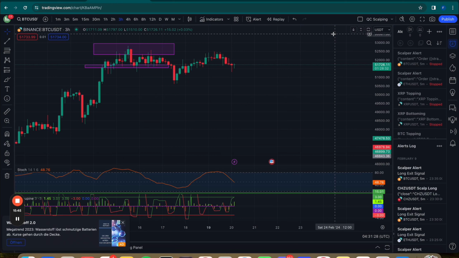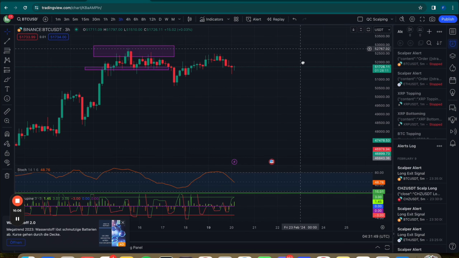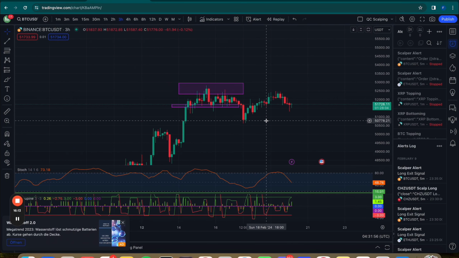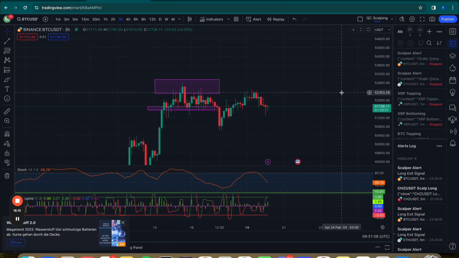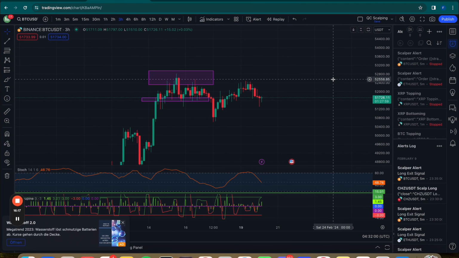The 3 and 4 hour need to be aligned, right? The lower time frames need to be aligned together, and then the higher and lower time frames need to be aligned together. And when we do that, we will have high probability trades, right? The probability of those trades happening is very, very high because we're looking at the overall market direction. And this is just Bitcoin. We can literally do this on any coin.